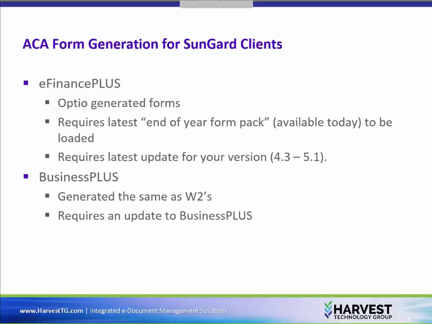So when you load that form pack, which includes W-2s and 1099s, it will update the ACA forms for you. In order to generate the data required to populate those forms, it's going to require the latest update for your version of eFinance Plus, 4.3 to 5.1, and we'll talk a little bit more about that in a minute. From the Business Plus side, those forms are going to be generated the same as your W-2s. Again, this is going to require an update to Business Plus, which can be downloaded, and we'll talk about that in a little more detail as well. So the form creation is going to be very similar to how you're generating W-2s and 1099s through your year-end processes. The difference is that the data will be obviously different based upon your insurance information.